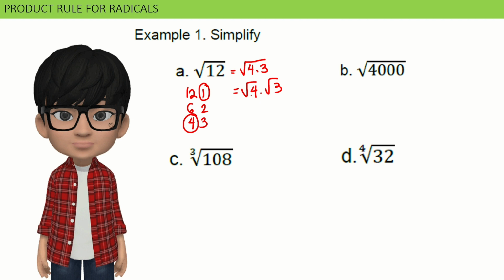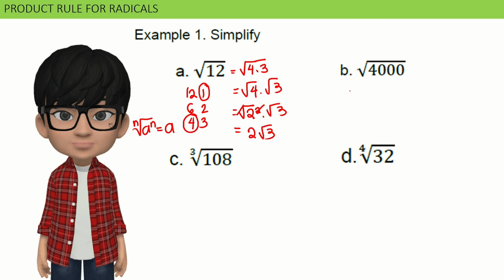Next, if we transform 4 in terms of exponent, that is the square root of 2 raised to 2 times the square root of 3. So we can cancel this out. Remember that the nth root of a raised to n is equal to a. So here, our answer is 2 square root of 3.